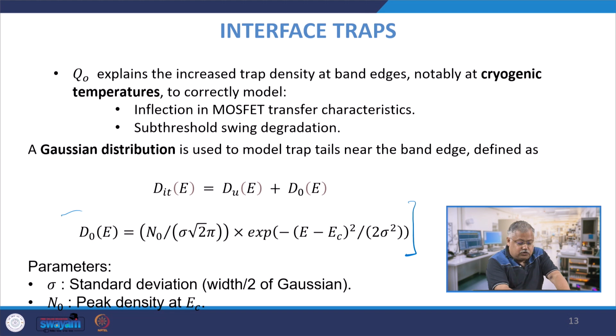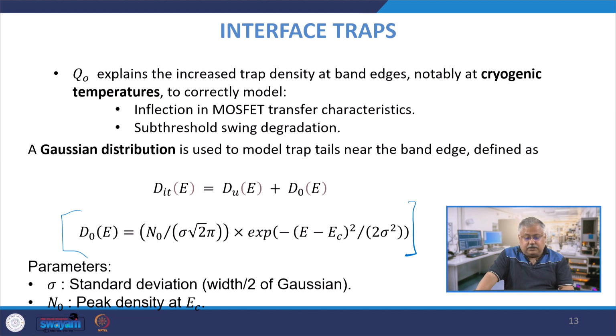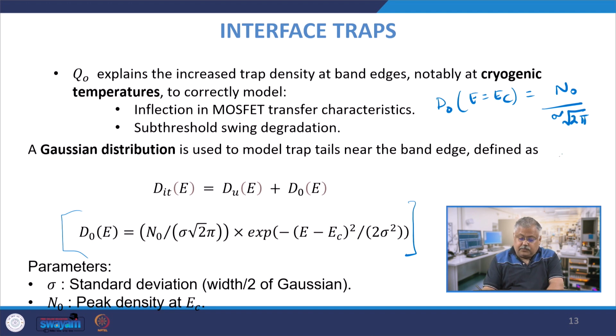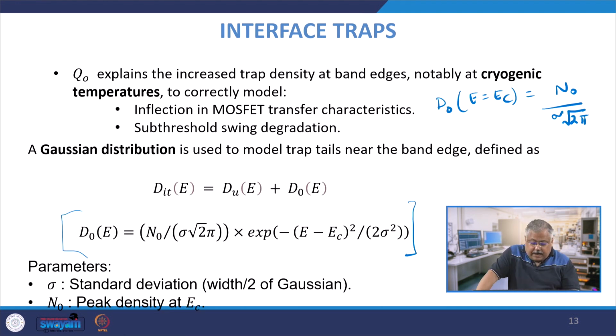So, the way we do it is that we generally express it as a Gaussian waveform, which I had shown to you in the previous slide, and it depends on the values of N0 and sigma, the total D0 as a function of E. Now, very simply, if E equals E_C, then the exponent becomes 0, e to the power 0 equals 1, and therefore D0 at E equals E_C will be N0 divided by sigma root 2 pi. That is what you get at E_C, and as you move further away from the conduction band edge, the occupancy falls very sharply.